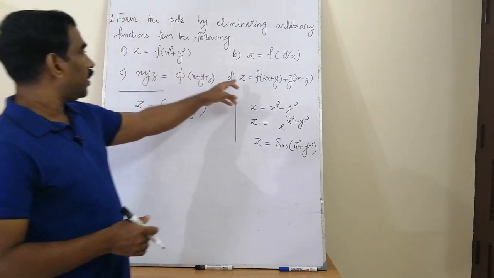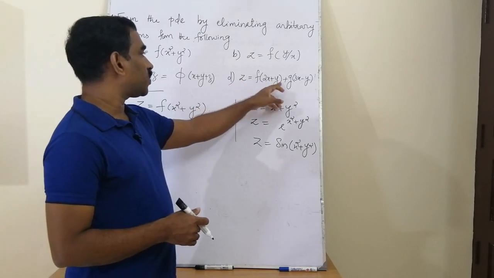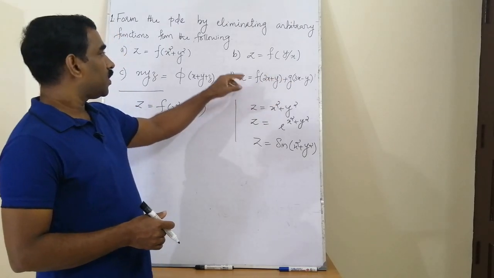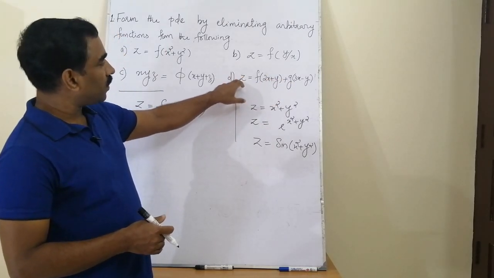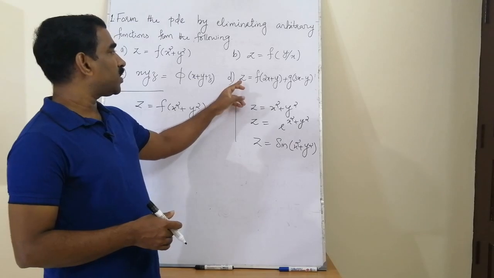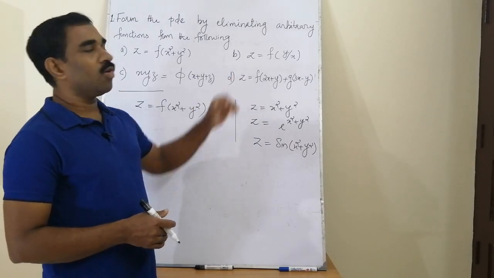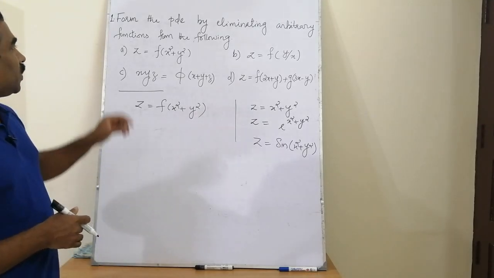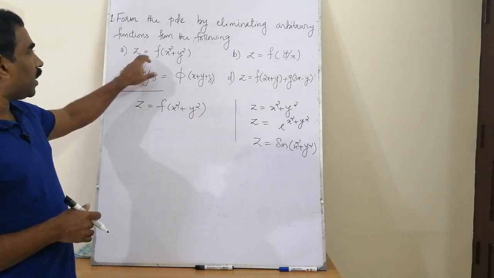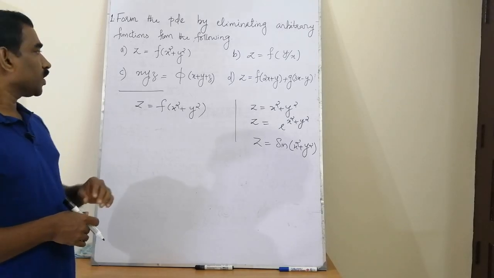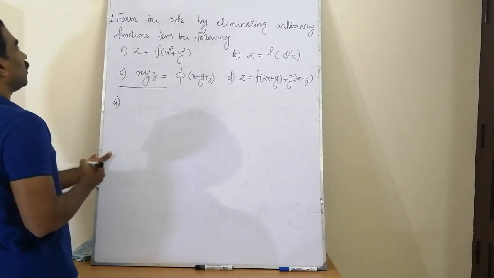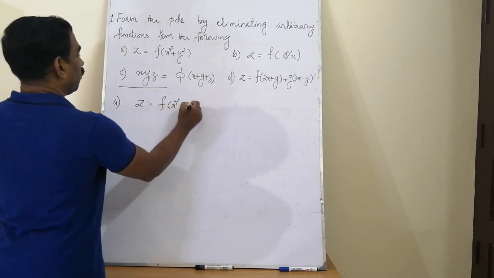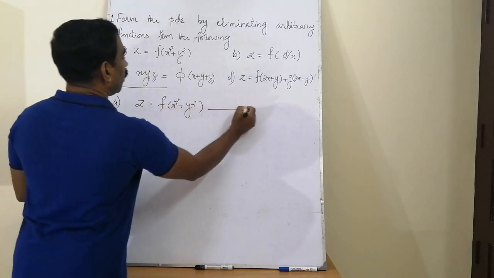Similarly, in the last case, z is equal to f of 2x plus y plus g of 3x minus y, we have two arbitrary functions simultaneously. So this 3D surface or this relationship can be represented in terms of a second order partial differential equation. That is the relationship between the number of arbitrary functions present in the given relation and the order of the eliminant PDE. So the first relationship is z is equal to f of x square plus y square, where f is an arbitrary function. We call it equation number 1.